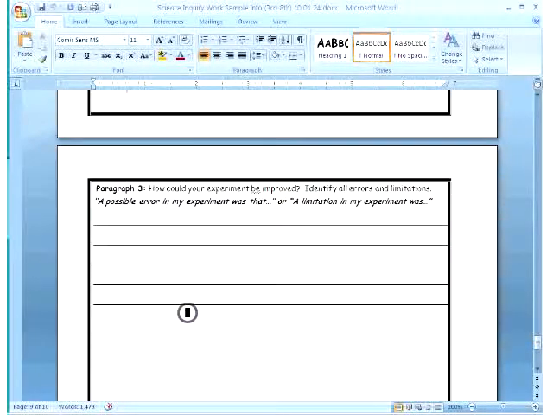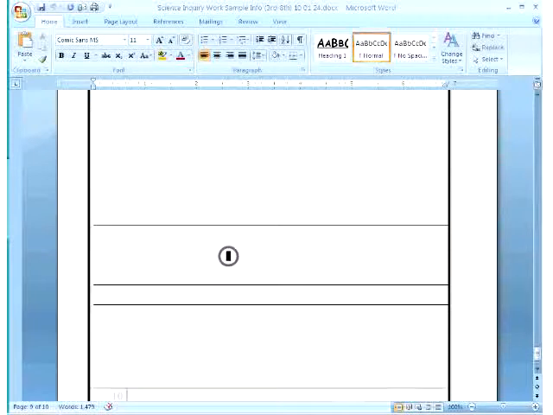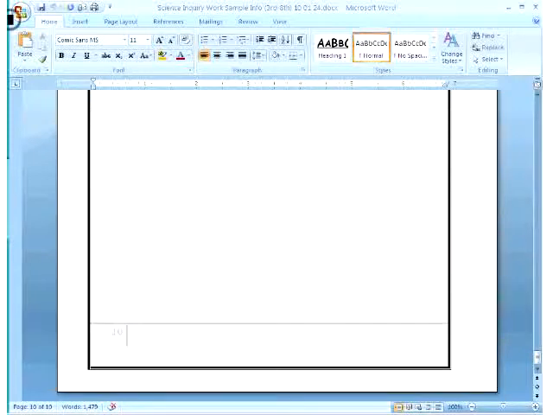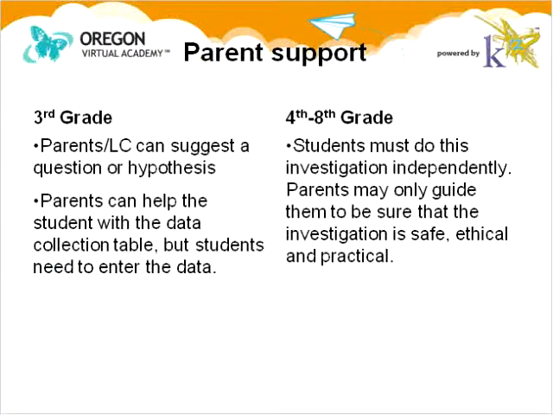And paragraph 3 is where you talk about how your experiment can be improved. Identify all the errors and limitations. So you can say, "A possible error in my experiment was," or "A limitation in my experiment was." So that's basically the form, and I know that it's pretty easy to follow, so as long as you follow it step by step, it should be pretty self-explanatory.